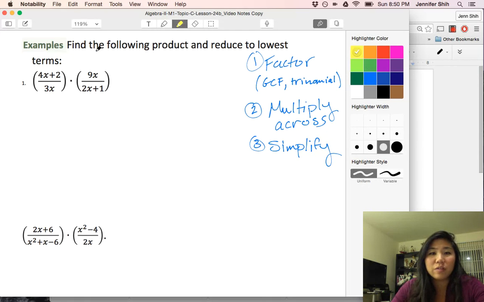The instructions are to find the product and reduce to lowest terms. So we have to do two things: we have to multiply, and then we have to reduce.